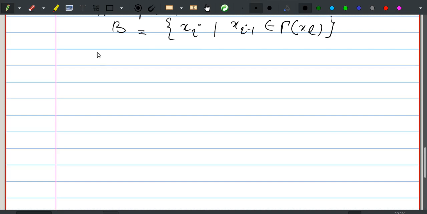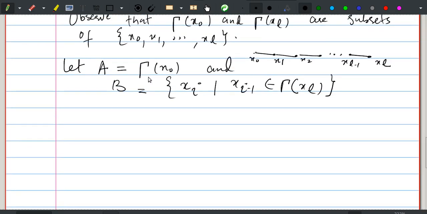Now the minimum degree of G is n by 2, so the size of A is at least n by 2 and the size of B is at least n by 2. Since there is a one-to-one correspondence between the vertices in B and the neighbors of xl, because for each neighbor x_{i-1} of xl, we have an element xi in the set B.